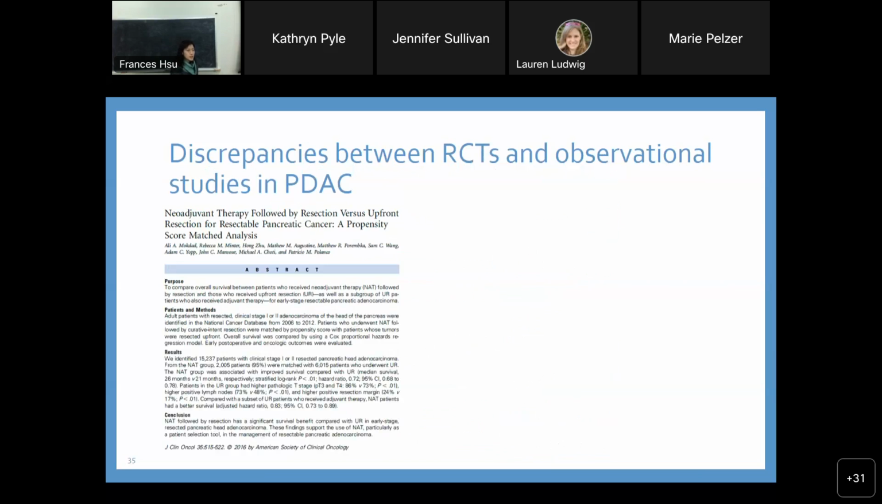So in one of my previously mentioned meta-analyses comparing RCTs and observational studies, about 2/3 of pancreatic cancer treatment pairs were concordant or consistent with the RCT. And that is generally in line with about 2/3 of cancer treatments being concordant between RCTs and observational studies.